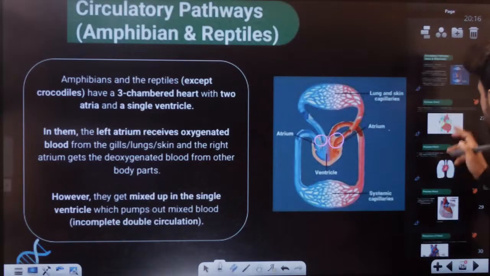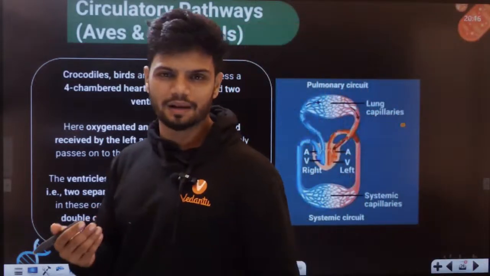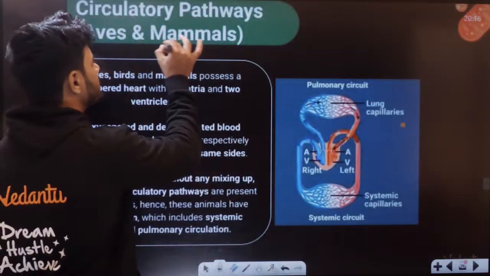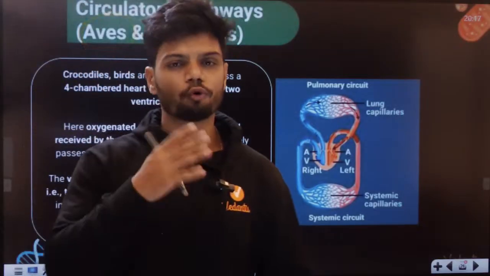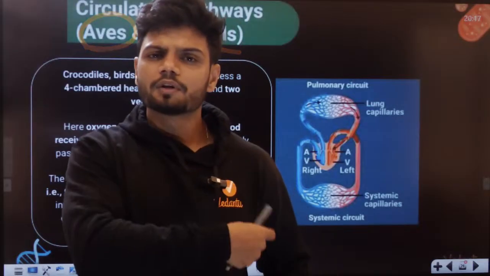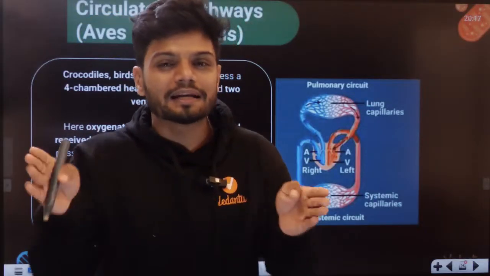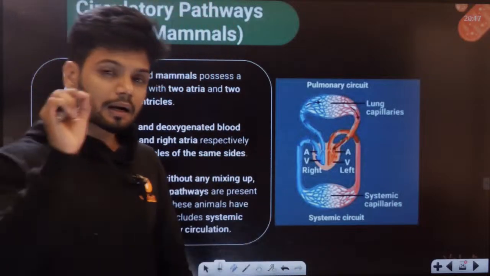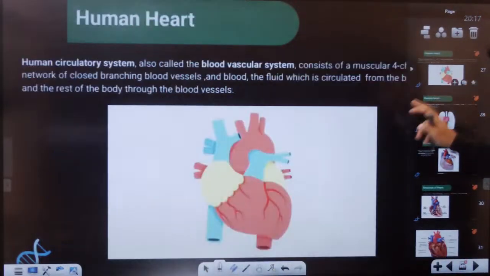Now students, humans, as all of you know, as well as all the mammals and birds, have the four chamber heart, two atria and two ventricles. Proper four chambers are separated out. Four chambers are completely separated out here. Okay. So let's start with the human heart, students.